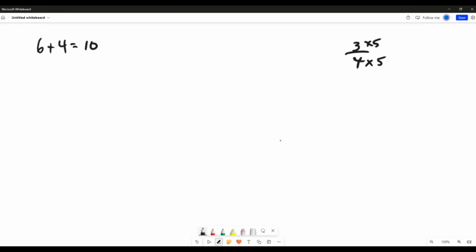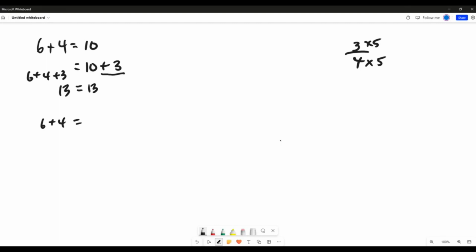If I decide that I'm going to take the 10 and add 3 to it, right now, I've just thrown the whole thing out of balance because 10 plus 3 is 13. 6 plus 4 is not 13. 6 plus 4 is 10. But if I add 3 to this side, I must add 3 to this side. 6 plus 4 plus 3 is 13.